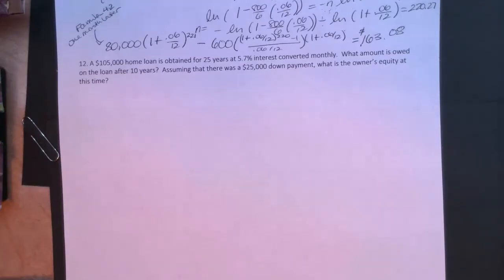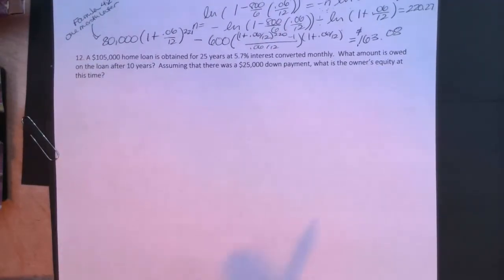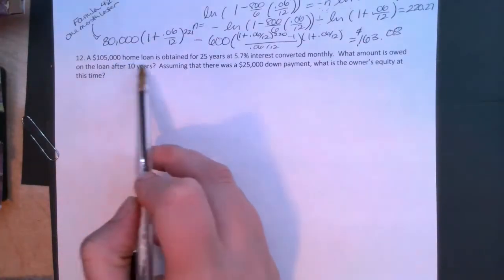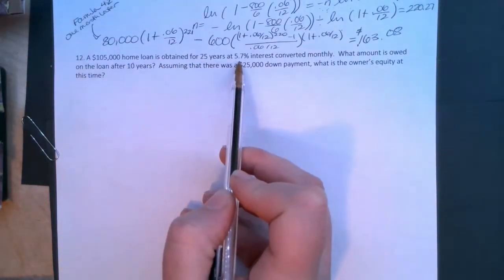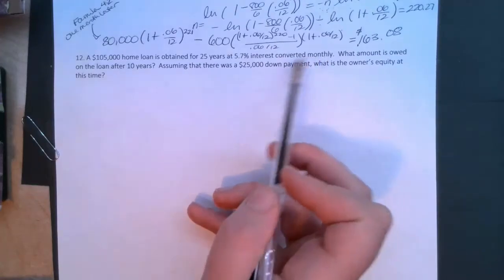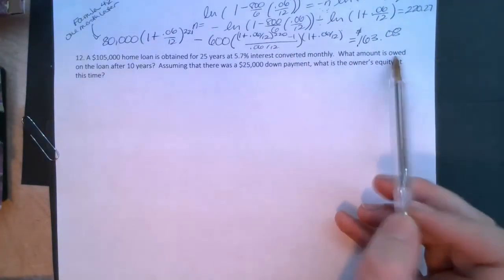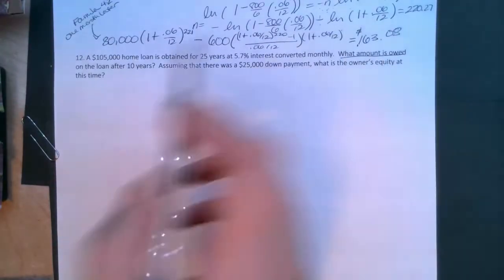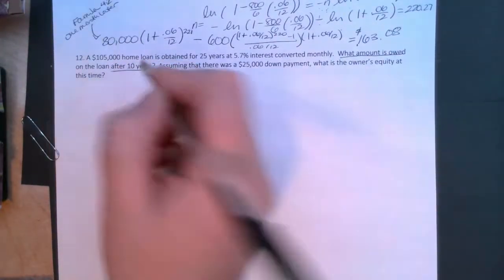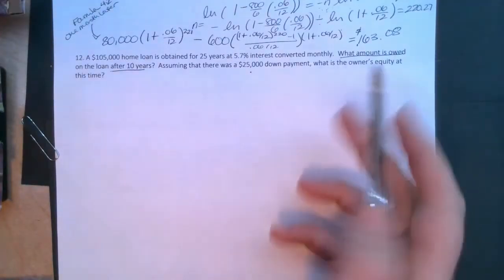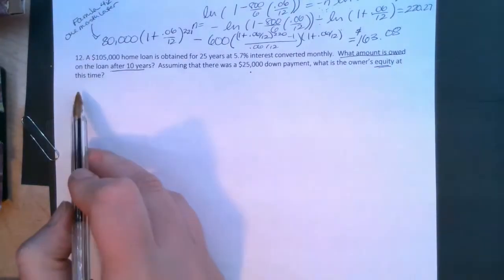Alright, Chapter 4, Section 2, Home Loans, Example 12. A $105,000 home loan is obtained for 25 years. That's 5.7% interest converted monthly. Converted is just another word for compounded. What amount is owed on the loan after 10 years? And assuming there was a $25,000 down payment, what is the owner's equity at this time?